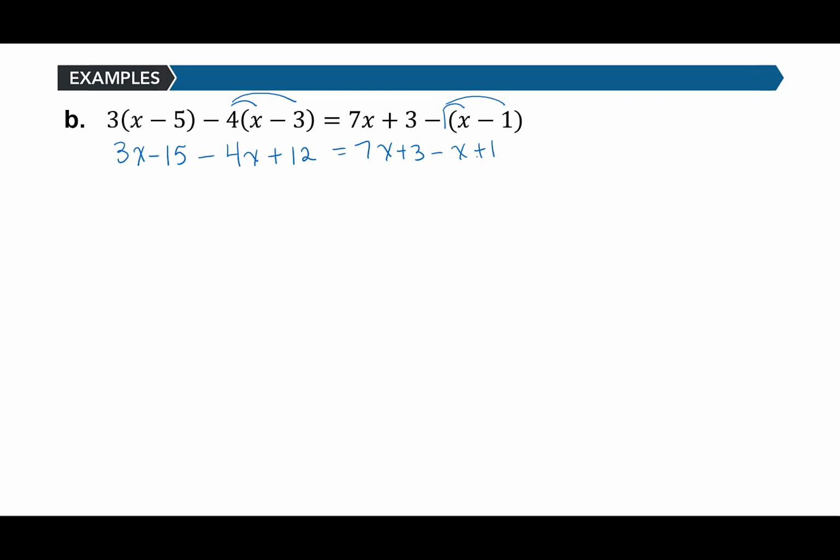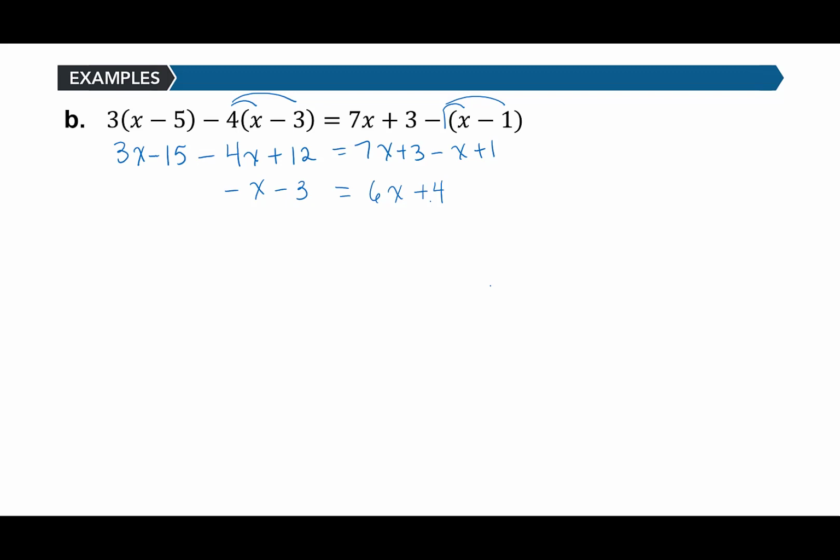Combining like terms, 3x minus 4x is a negative x. Negative 15 plus 12 is minus 3. And that equals 7x minus x is 6x. 3 plus 1 is plus 4.